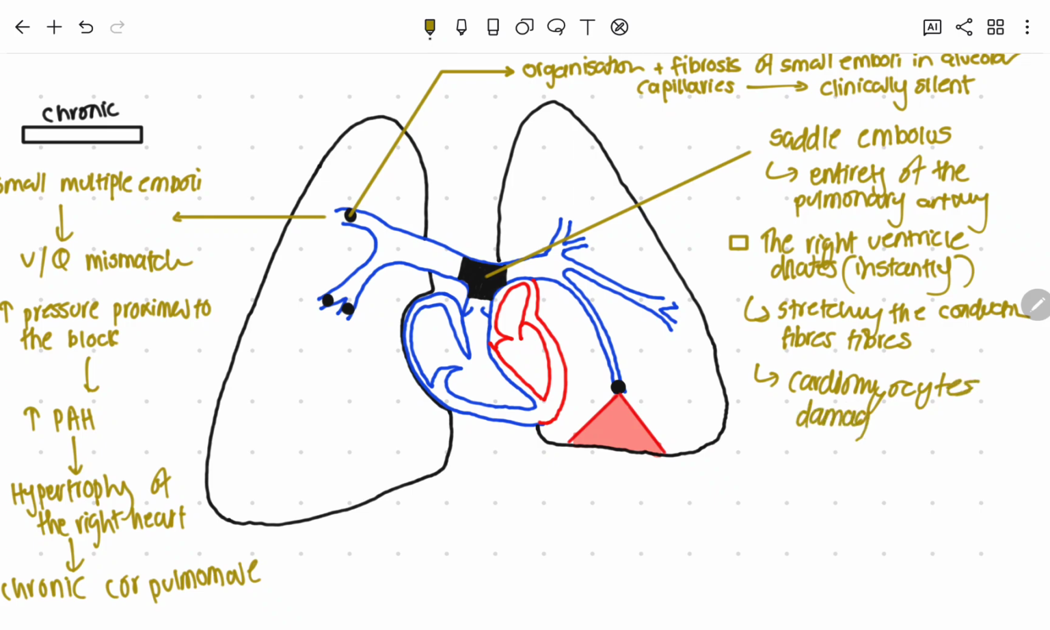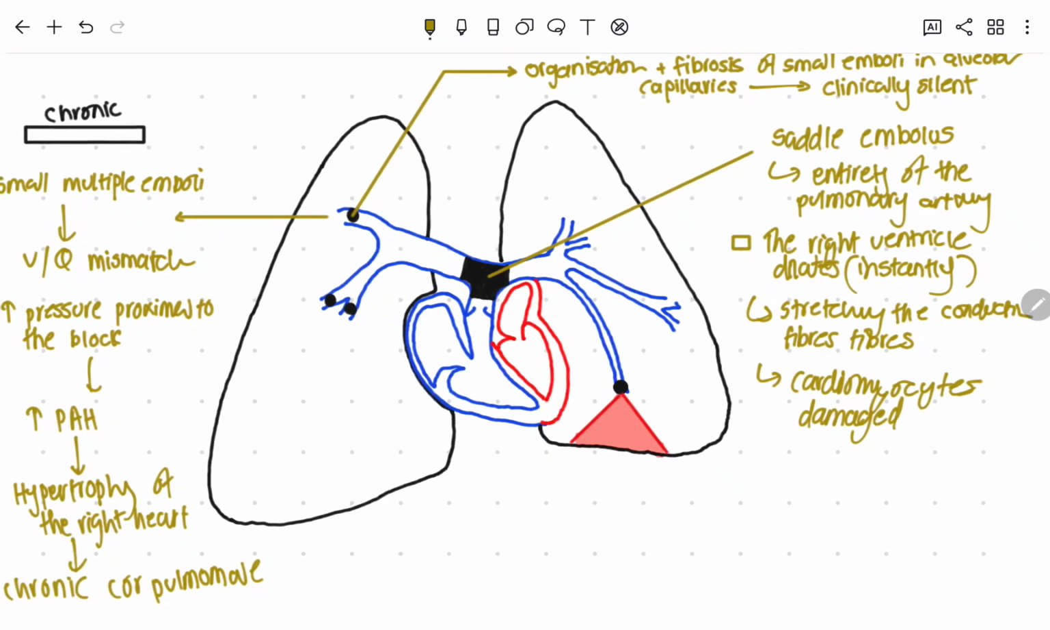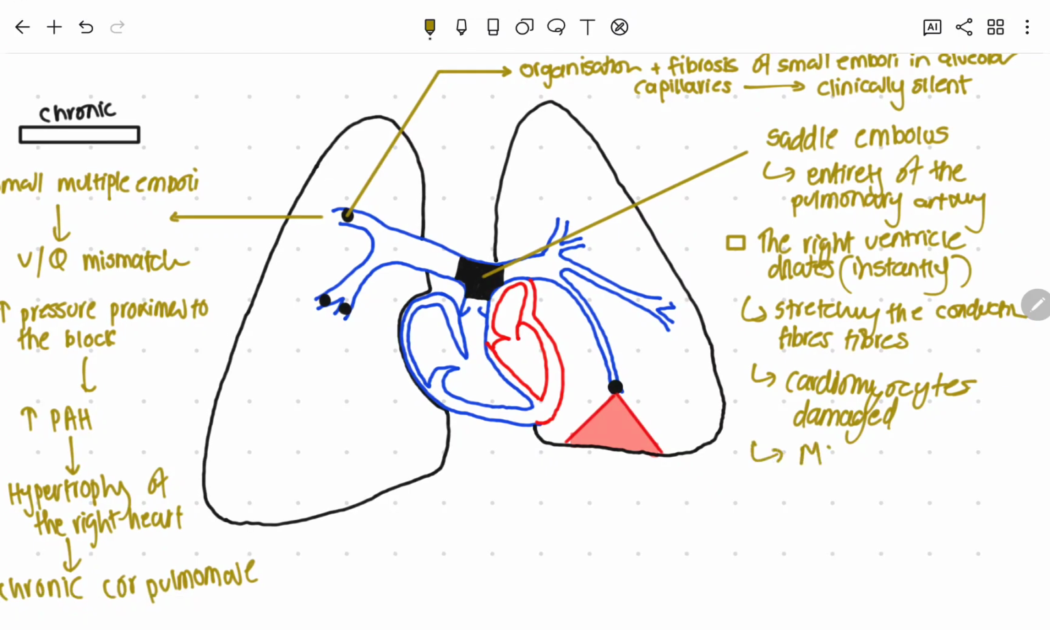And as a result, because of this damage, because of the stretching of these conduction fibers, you allow for ions to leak in and out of the cell. Once this happens, this results in malignant arrhythmias.